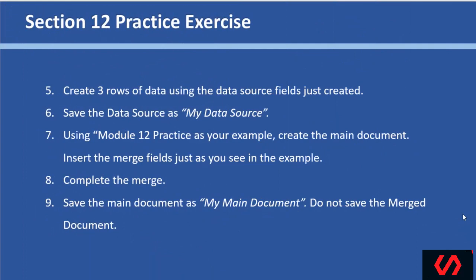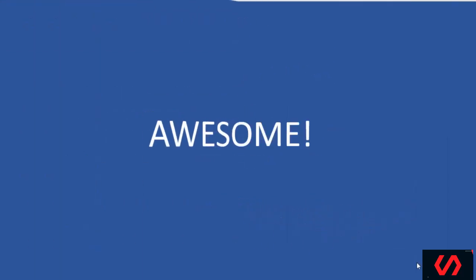I want you to save the data source as my data source, and using Module 12 Practice as your example, create the main document. I want you to insert the merge fields just as you see in the example, and then I'd like you to complete the merge. I then want you to save the main document as my main document, but you don't need to save the merged document. And there we go.